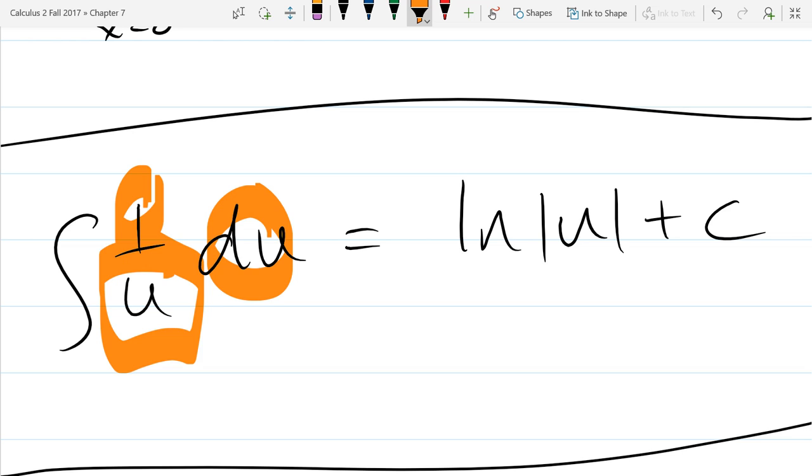Plenty of times, u is not in the denominator. However, when u is in the denominator, generally it's going to turn into a natural log antiderivative. So when they feel like this, it's probably going to be a natural log. It's going to be the actual antiderivative rule you use.